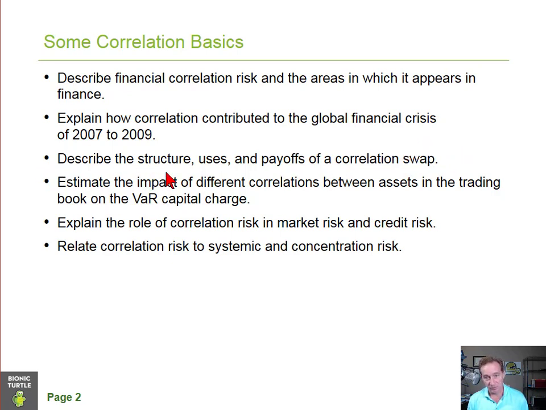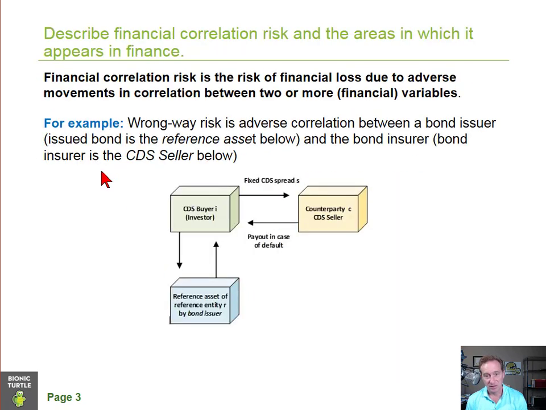We want to be able to describe the structure, uses, and payoffs of a correlation swap, estimate the impact of different correlations between assets in the trading book on the VaR capital charge, explain the role of correlation risk in market and credit risk, and finally relate correlation risk to systematic and concentration risk. So we have quite a few slides to look at in this presentation.